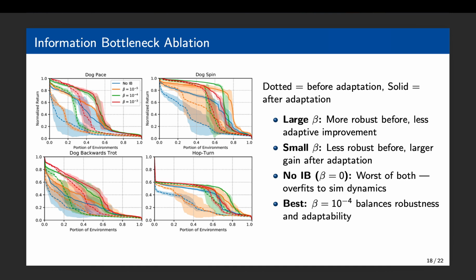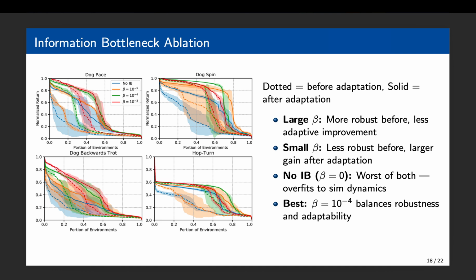Smaller beta values show the opposite. Lower pre-adaptation performance but a larger gain after adaptation, because the policy is more sensitive to Z and can therefore benefit more from finding a good Z on the real robot.